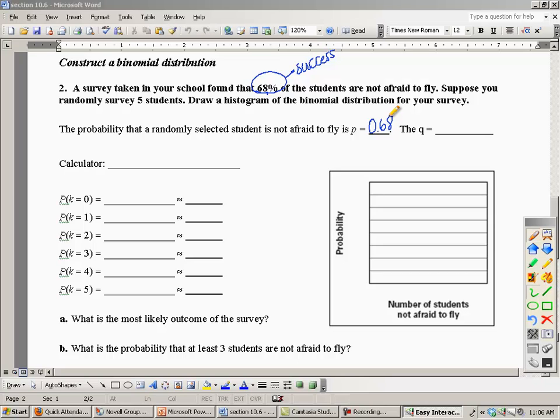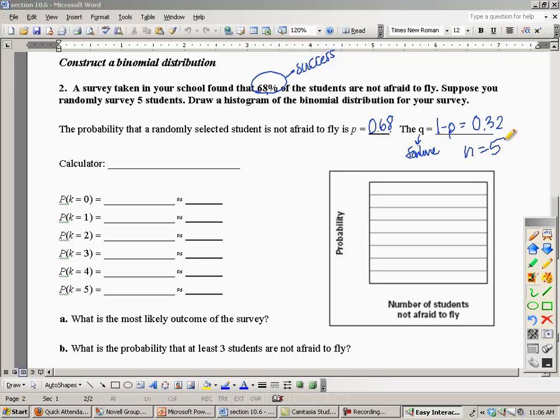Okay, now, suppose you randomly survey 5 students. Draw the histogram distribution as we look at this. Okay, now, I want to do it this way. They consider Q the failure, and that's one of the things your book does, which is just 1 minus P. So 1 minus 0.68 would end up being 0.32, 32%, and that's going to be our failure. So our success is P, our failure is Q. Now, how many students are we working with? We're working with 5 students, so we're going to make our number of trials 5.